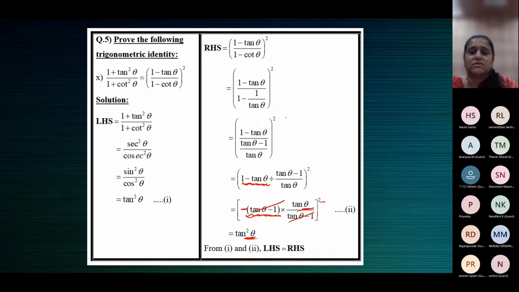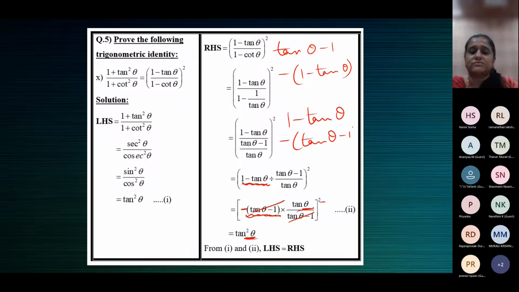You can write tan theta minus 1 as minus of 1 minus tan theta, or you can write 1 minus tan theta as minus of tan theta minus 1. I've explained why earlier. Now I'm only telling you that A minus B can be written as minus of B minus A, and B minus A can be written as minus of A minus B.